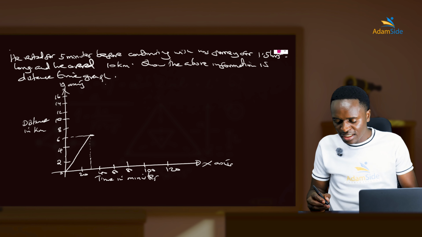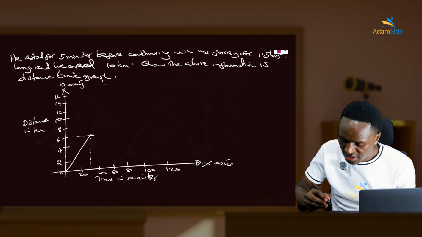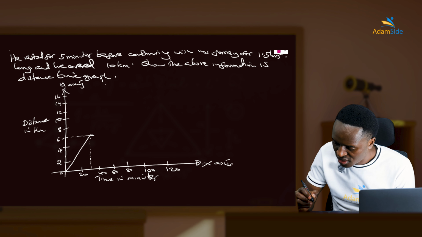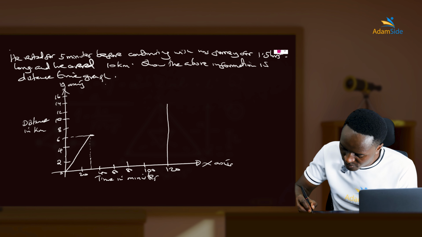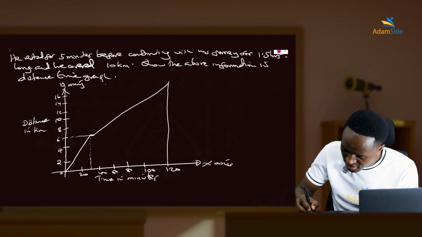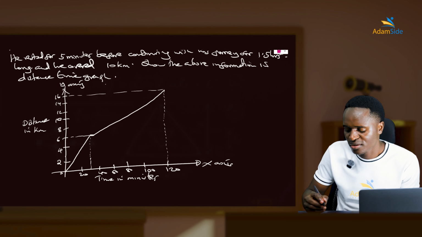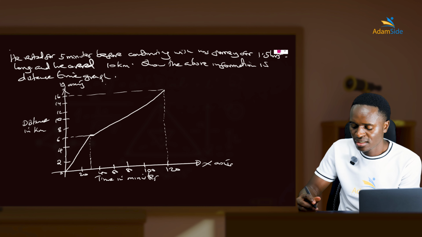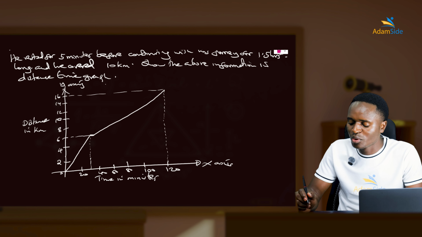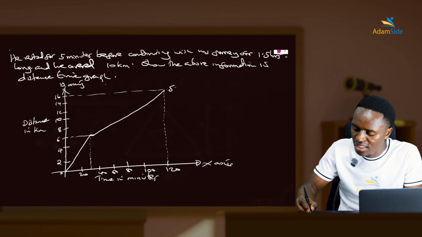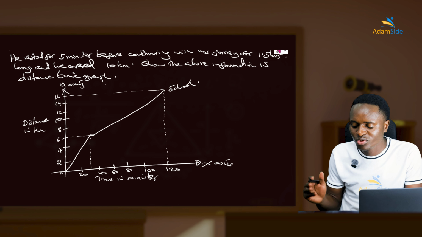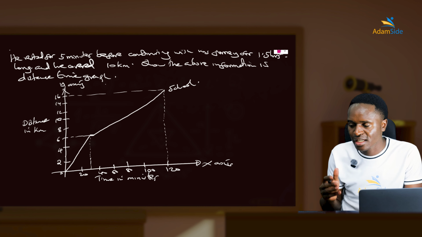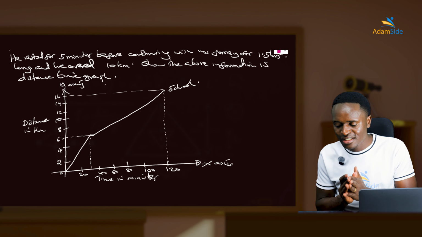Resting means a flat zone. Then he continued and used 1.5 hours. That means after resting, he went straight to 16, covering the 10 more kilometers to school. So this is where the school is. You can see this is a distance time graph. Now, if you are told to answer questions in this kind of format, it won't be hard. It will be the easiest concept ever.